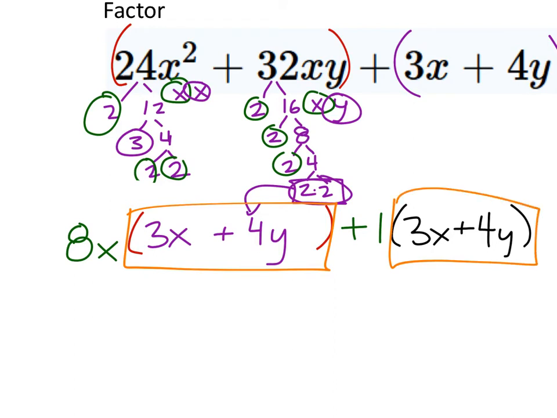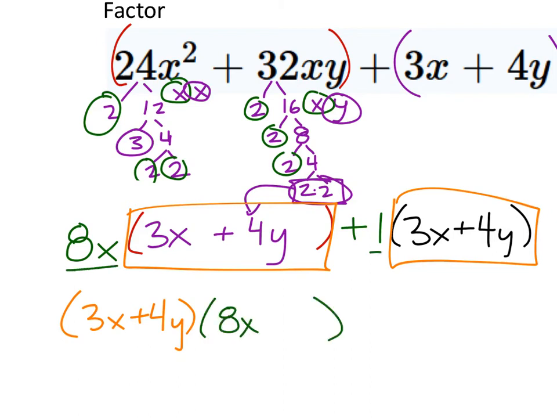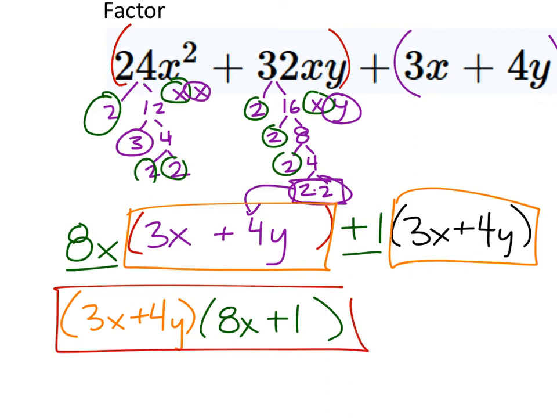And now hopefully we can see why that 1 being there is pretty important. So I'm factoring out 3x plus 4y. And what did we have left from that? We had the 8x. And that's where that plus 1 is really nice to see. Because now I know I need to plug that in right there. And that's my answer.